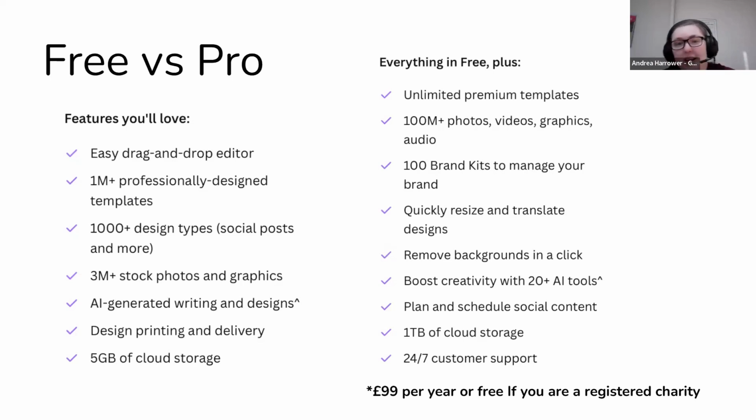So the pro version is unlimited with your templates. There's over 100 million photos, videos, graphics, and audio that you can access. So you just get that wider, more premium selection of materials. If you've got logos and brand colours, you can set that up in the pro version as well. Up to 100 versions of a brand kit that you can set up, so that your logos and your colours that you use frequently are all stored in one easy to access place. It's really easy to resize designs and even translate them in the pro version as well. And there's other features like background remover on images, additional AI tools, and some social media scheduling features as well. And a terabyte of cloud storage, so a lot more cloud storage there.